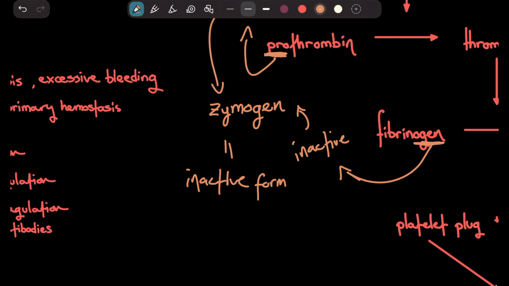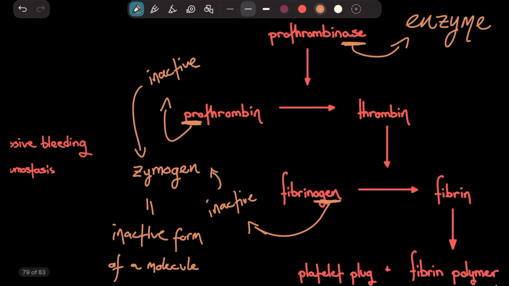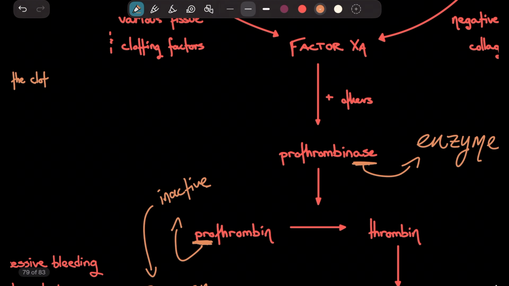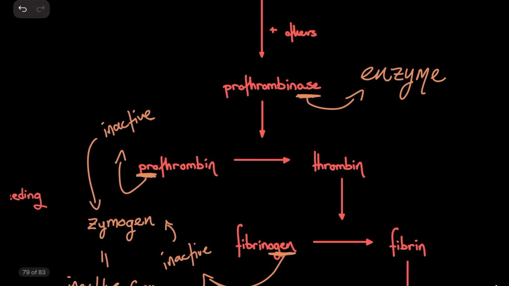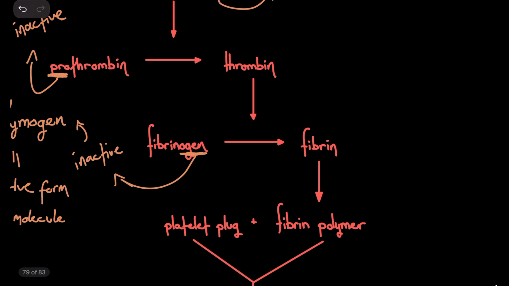Form. All right. So that's why it's a little convoluted. Bear with me. It really only is 3 steps that I want you to know. We get to factor X. Factor X causes the activation of thrombin, and then thrombin causes the activation of fibrin. That's all I really want you to know.